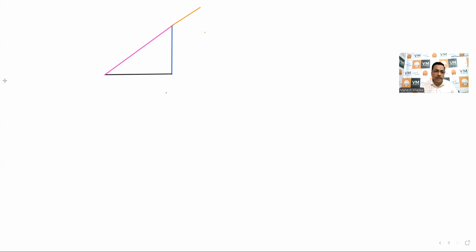यहाँ पे कहीं पे तो सन है. ओके, and we have to find the angle of elevation of the sun. So angle of elevation of the sun and angle of elevation of the pole, that is one and same only.